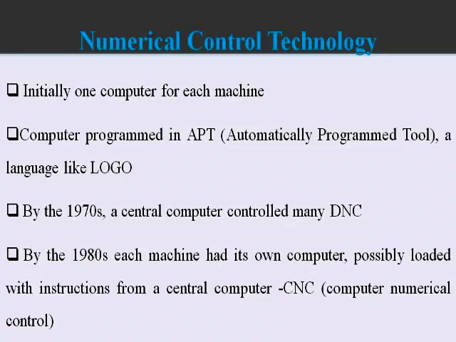Initially, one computer was used to control one machine. Later on, the development of the Automatically Programmed Tool made it possible to apply one computer to control several machines. And the concept of distributed or direct numerical control came in the 1970s. By the 1980s, each machine had its own computer, possibly loaded with instructions from a central computer, as in CNC machines.